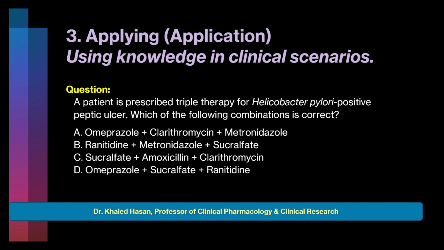Okay, moving to the third level of Bloom's taxonomy, applying, application: use knowledge in clinical scenarios. A patient is prescribed triple therapy for Helicobacter pylori positive peptic ulcer. Which of the following combinations is correct? So here we have a peptic ulcer and a bacterium, Helicobacter pylori. Which combination are we going to use? Here we talk about triple therapy, and A, B, C, D are all triple therapies. Start with the first one: omeprazole, clarithromycin, metronidazole. B, ranitidine, metronidazole, sucralfate. C, sucralfate, amoxicillin, clarithromycin. Or D, omeprazole, sucralfate, ranitidine.